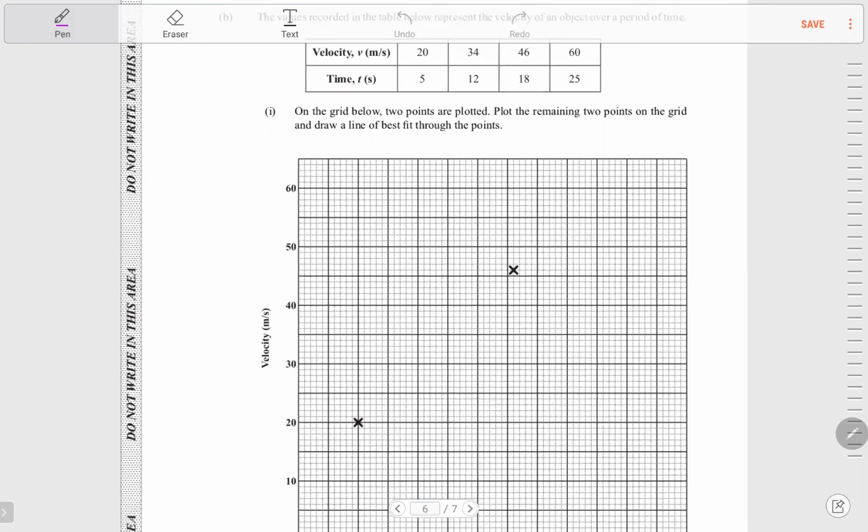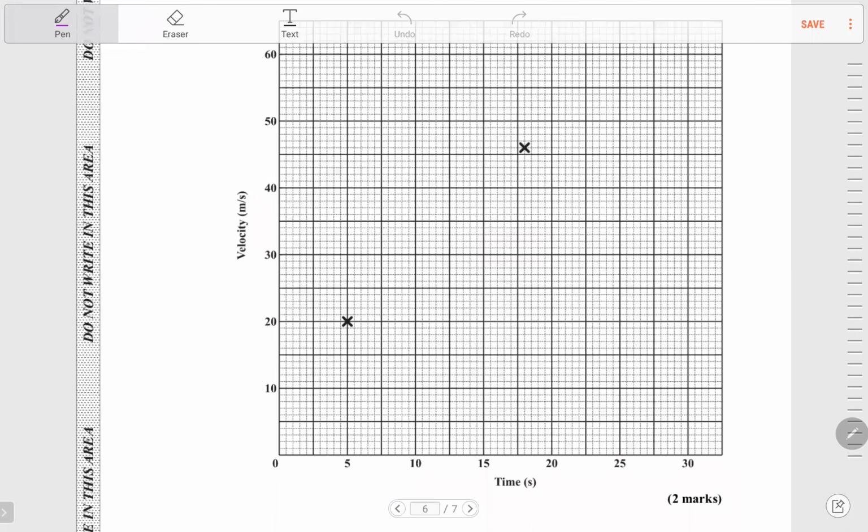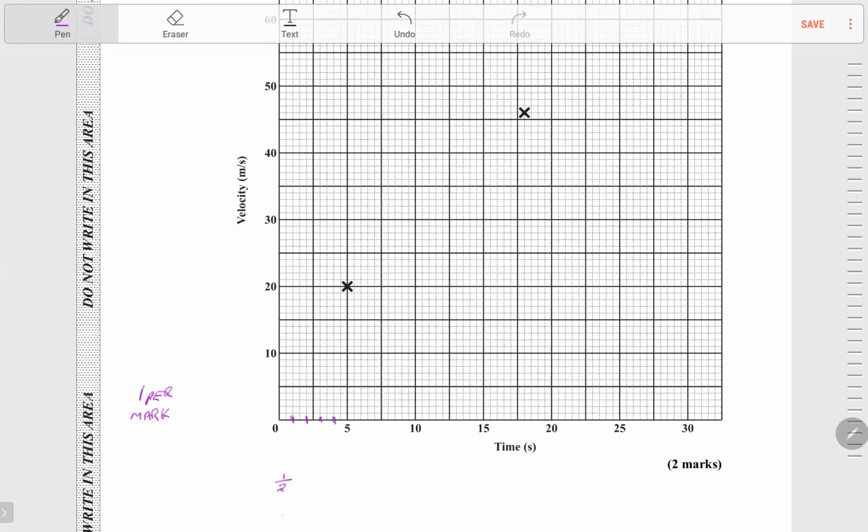Right? So this one is 1 per mark. And down here now, you got 10 before you reach 5. So it's half per mark, basically. This will be 1, then 2, 3, 4, 5, right? So down here is half per mark on the horizontal axis. Always work out the scale first. Don't just start working.